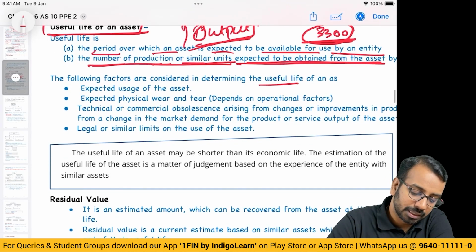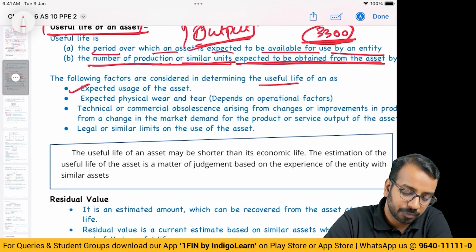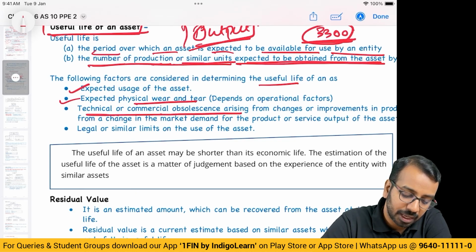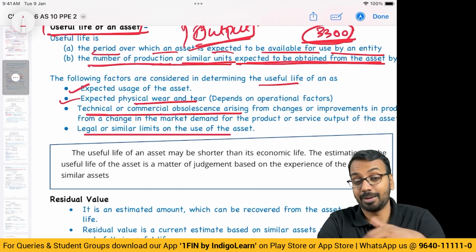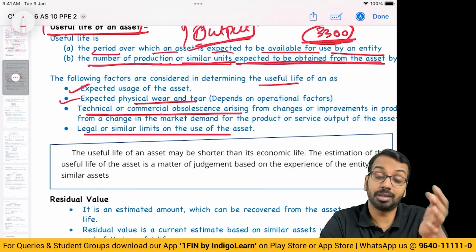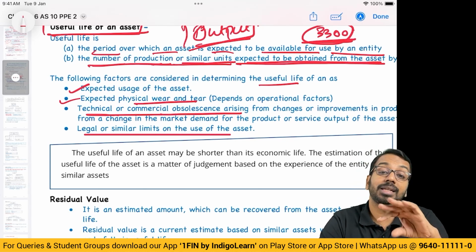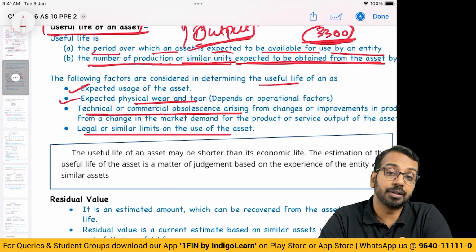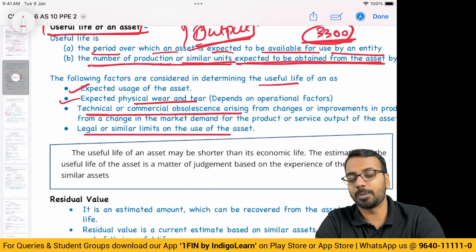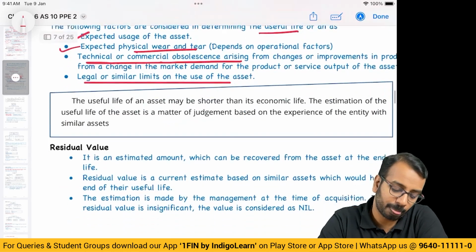Useful life is dependent on usage of the asset, physical wear and tear, technical and commercial obsolescence, and any other limit. There could be a legal limit or contractual limit, right? For example, a truck in Delhi can be used for, let us say, only 10 years. So that is a limitation. Though a truck may have a useful life of 20 years, in Delhi if you are operating, you cannot operate it for more than 10 years.